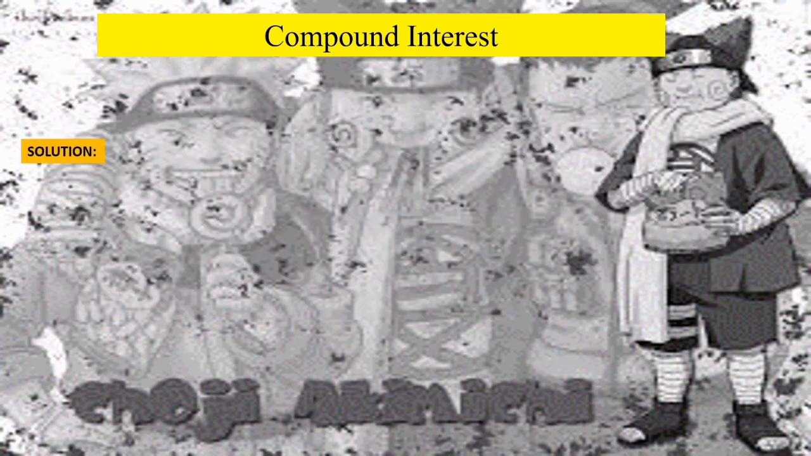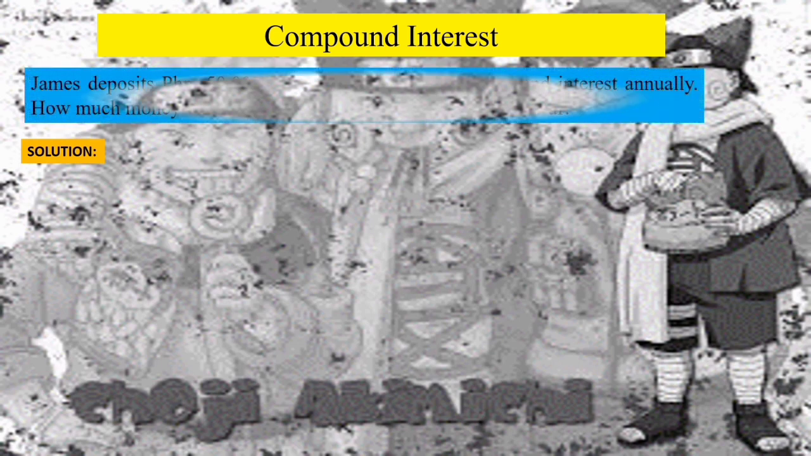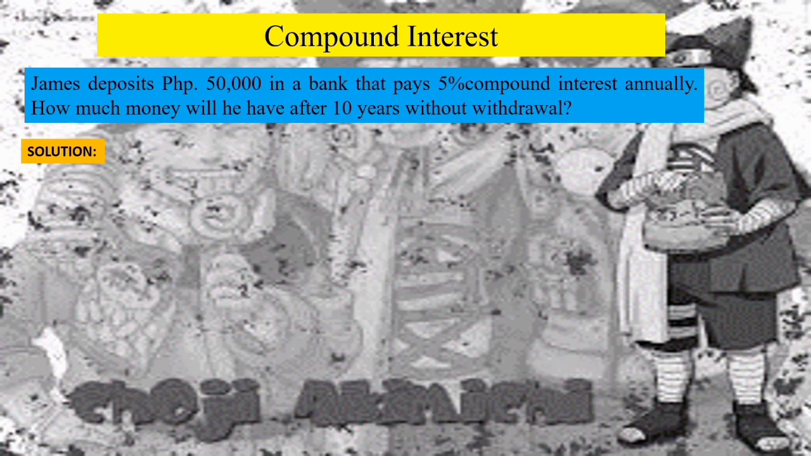Okay. So let's have an example in compound interest. So James deposit 50,000 pesos in a bank that pays 5% compound interest annually. How much money will he have after 10 years without withdrawal? So the solution is your initial at T is equal to 0. So magkano yung investment mo? So nag-invest ka pa lang. So yung time mo, 0 pa lang. So ibig sabihin, investment mo pa lang yung 50,000.